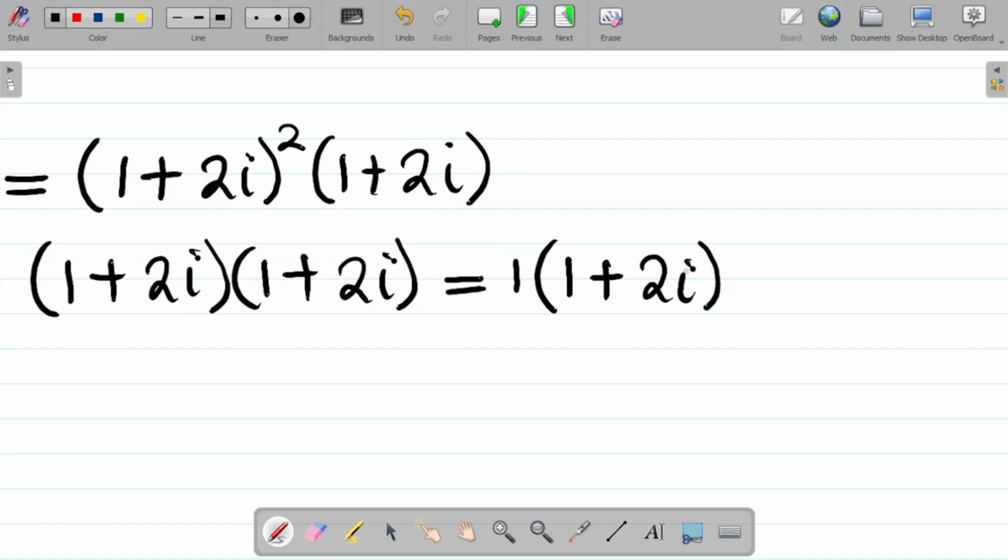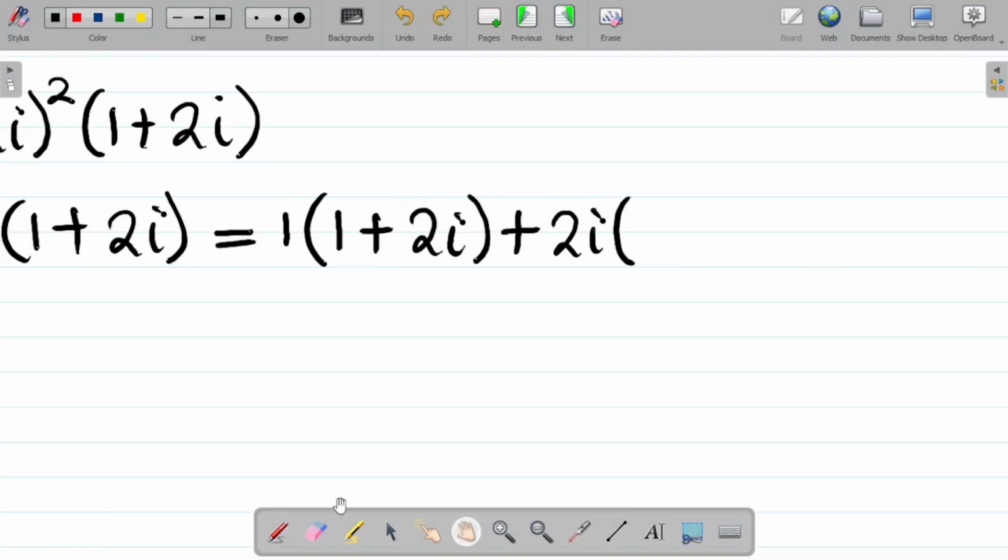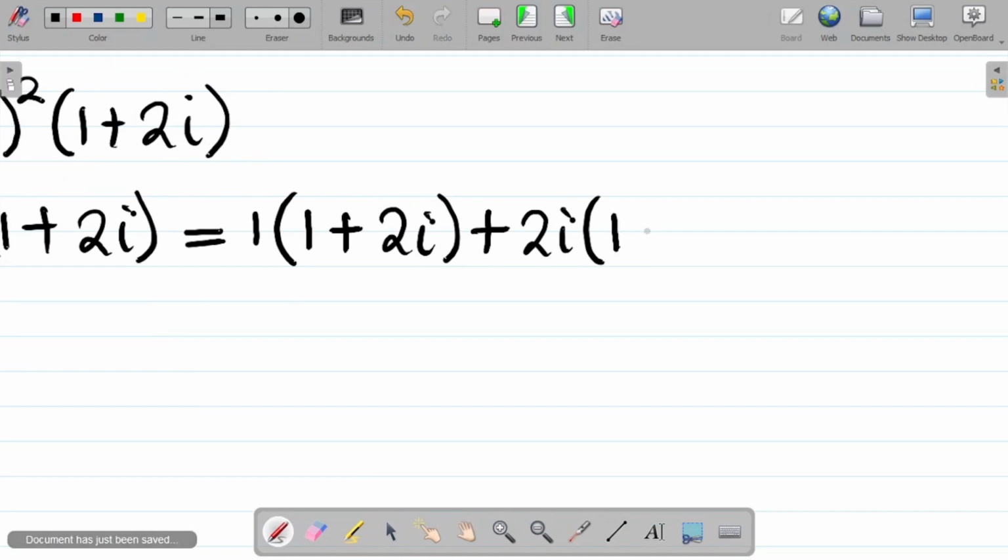Next up, I'll take the second term of the first bracket, which is plus 2i. So it becomes plus 2i multiplying everything in my second bracket. That's the concept of expansion. So it becomes 2i times 1 plus 2i. So we have this. Let's expand this.